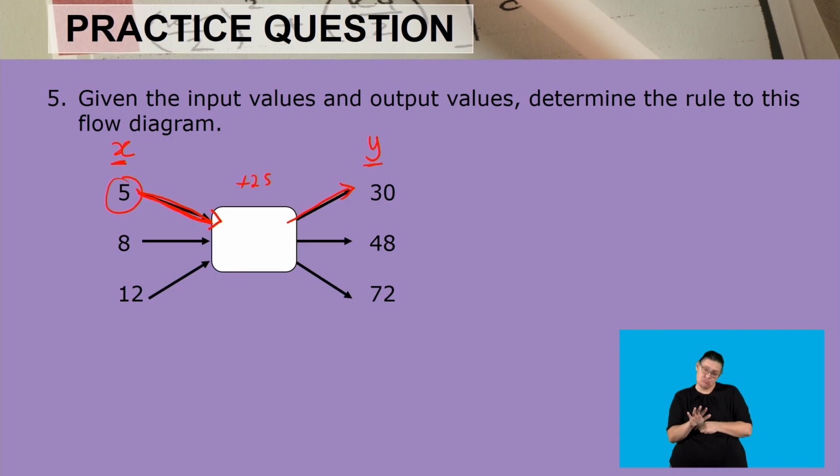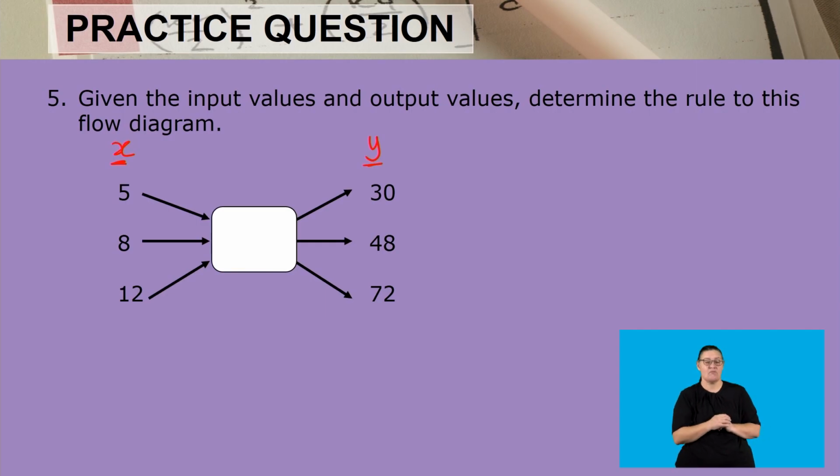Now, we could say that we added 25 here, but now you need to make sure that whatever rule you choose will apply to each of them. Now, if we look at the next one, 8, when we add 25 to 8, it does not give us that 48. So that means that it cannot possibly be adding 25. So what else can be done for us to move from 5 to 30? But again, the same rule needs to apply with moving from the input of 8 to moving to the output of 48. So what do you think happened here, and what do you think the rule is?